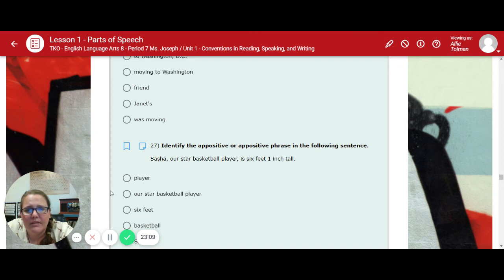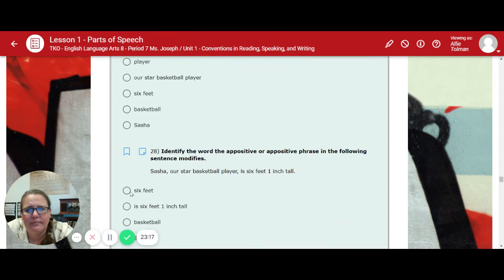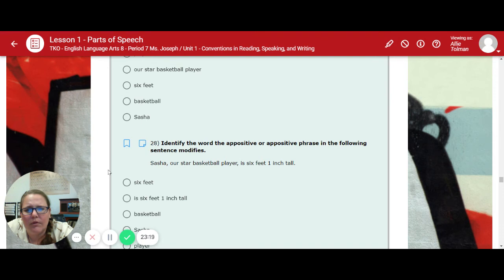Identify the appositive or appositive phrase in the following sentence. Sasha, our basketball player, is 6 feet 1 inch tall. Identify the word the appositive or appositive phrase in the following sentence modifies. Sasha, our basketball player, is 6 feet 1 inch tall.